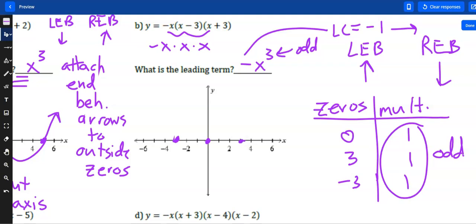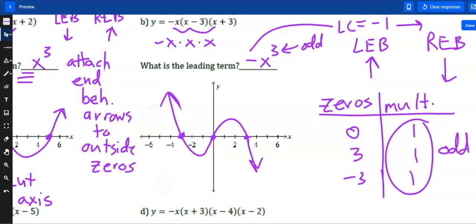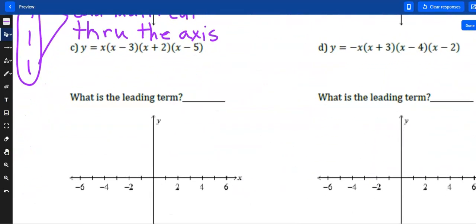Now I attach my end behavior to the graph. Right end behavior goes down, left end behavior goes up. Since those are all odd, it's going to come down, go back up, come down, because each one of those cuts through the x-axis. We still have not seen an example where it bounces off the axis yet. I'm sure it is coming to a theater near you soon.